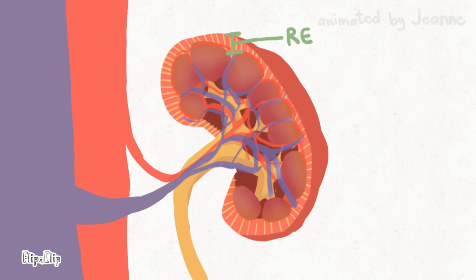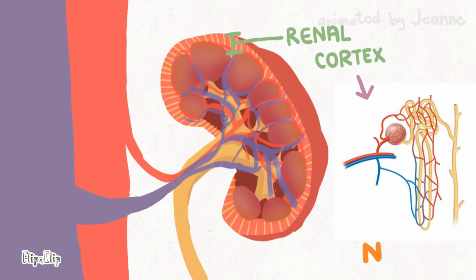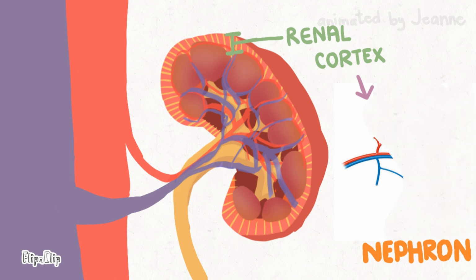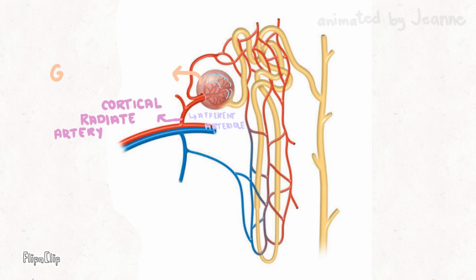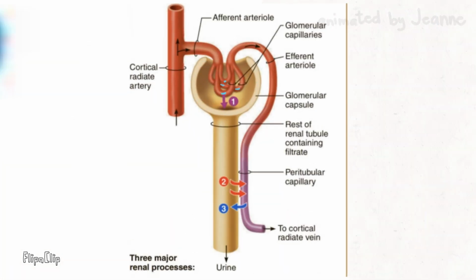At the renal cortex, we find the functional unit of the kidney, known as the nephron. It's primarily responsible for filtering out waste products. After the cortical radiate artery, the blood will then enter the afferent arteriole and into the glomerulus. Within the glomerulus, water, glucose, and ions are filtered down and enter the Bowman's capsule.